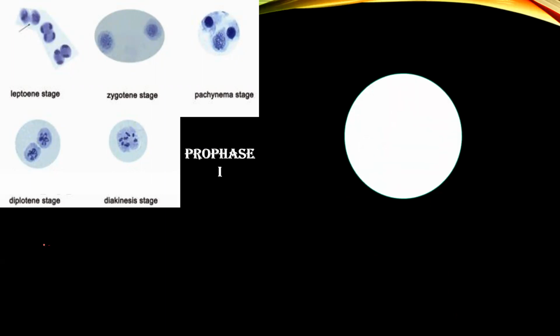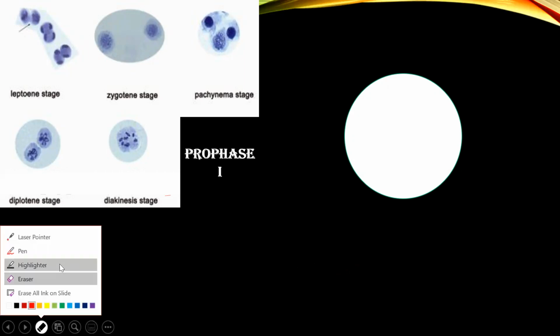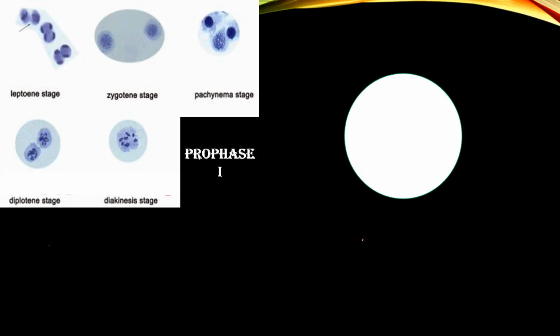The first stage, you know what it is called? You must know the name by now. You have studied this in your theory as well as you are studying it in your practical. You know what is the first stage? It is leptotene. You can see here, this is leptotene stage. So in leptotene, the chromatin fibers are visible.